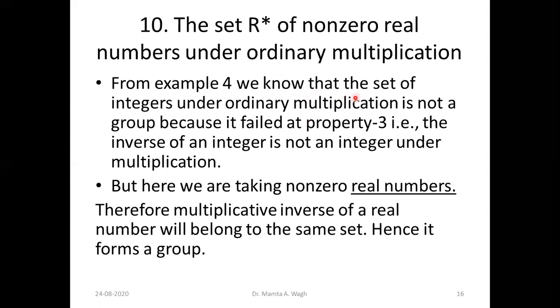So from example 4 we know that the set of integers under ordinary multiplication is not a group because it failed at property 3, that is, the inverse of an integer is not an integer under multiplication. But here we are taking non-zero real numbers, and it is to be noted that we are taking non-zero real numbers, otherwise 0 will create a problem in finding the inverse. So the inverse comes from this set only, because a fraction will be a real number that will come in R star. Therefore, the multiplicative inverse of a real number will belong to the same set and hence it forms a group.